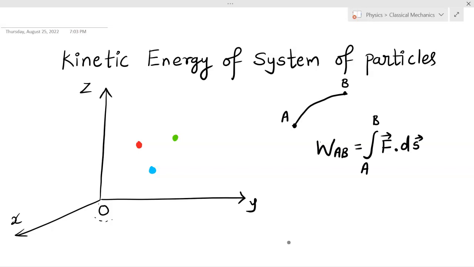But now here I am not talking about a single particle getting transferred from one position to another position. I am talking about the system of particles. Now I am taking all these particles to the newer position. So then how will my expression work out?